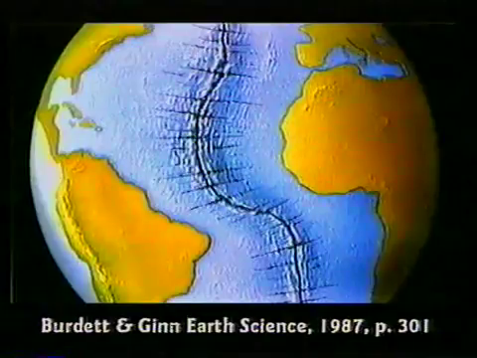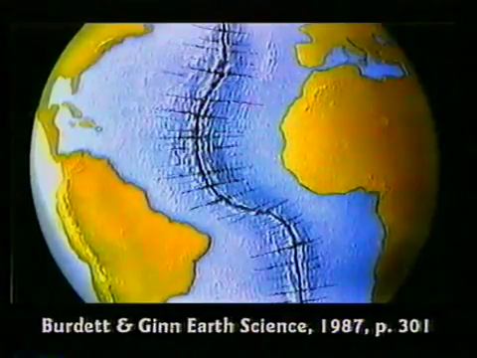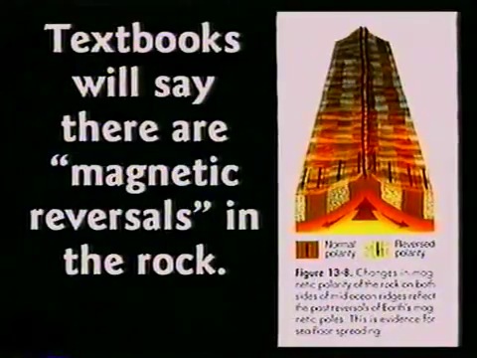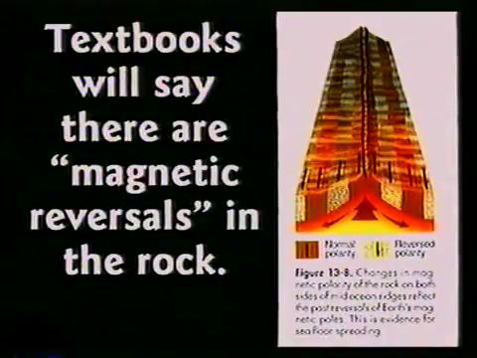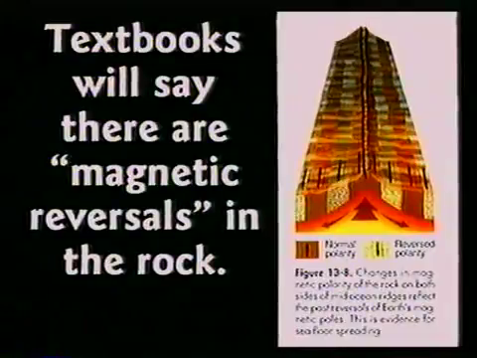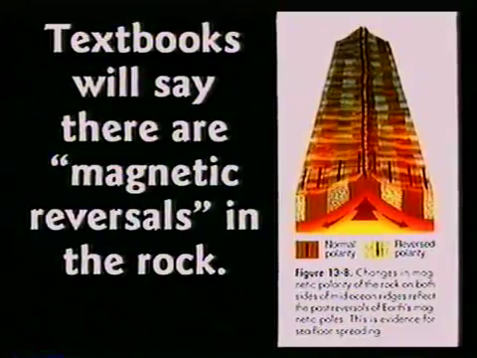Yeah, they still are. There are cracks all over the earth, like this mid-Atlantic ridge, which was just recently discovered, in the last 30 years, I think. Some textbooks, like this textbook, says there are magnetic reversals in the mid-Atlantic ridge. Okay, let's cover this real quick and then take a little break here. Notice what the book says here, figure 13-8. Changes in magnetic polarity of the rock on both sides of mid-oceanic ridges reflect the past reversals of Earth's magnetic poles. This is evidence for seafloor spreading.